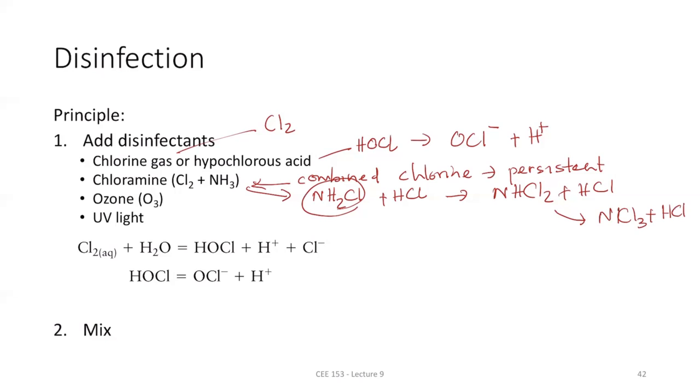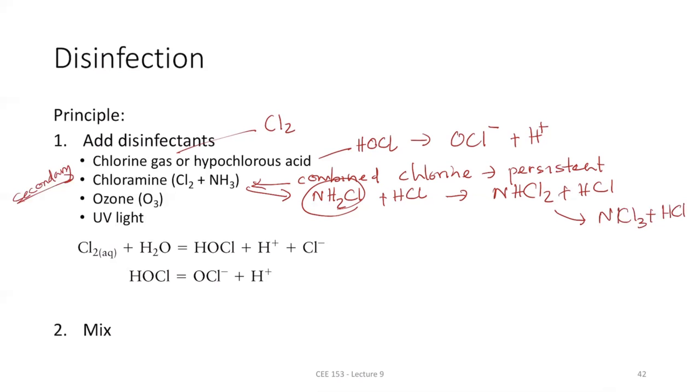Chloramine is less effective as an oxidant than HOCl, so it's not used as a primary oxidant. It's usually used as a secondary oxidant, secondary for the distribution system. And then sometimes we use ozone and UV light.